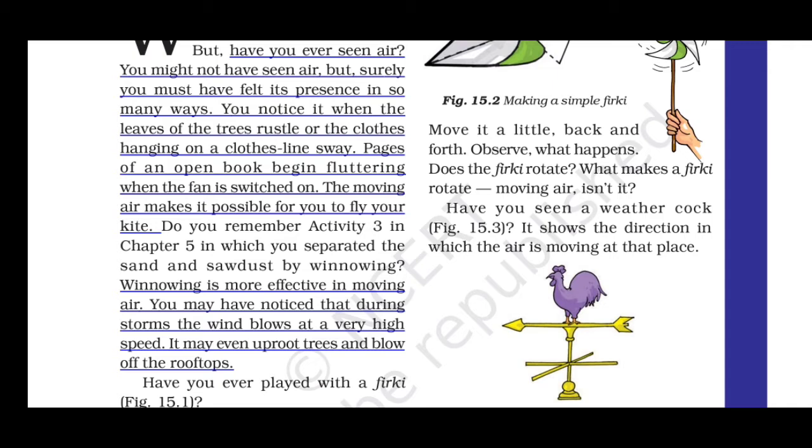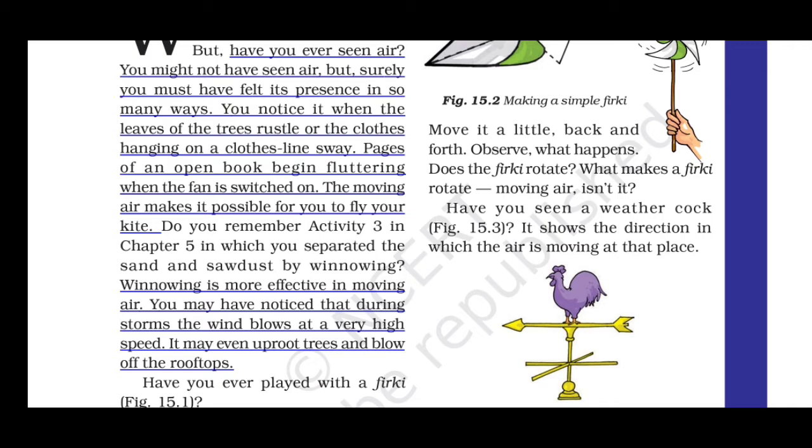During a storm, wind blows at very high speed. During a thunderstorm, this wind may uproot trees and blow off rooftops, as you have seen in the news or in movies. Due to the high speed of air or wind, the rooftops of houses as well as trees blow off. So these are daily life examples of air around us. If you get a question in the assignment, what are the examples of air around us, then you can write any 2 or 3 examples from this.